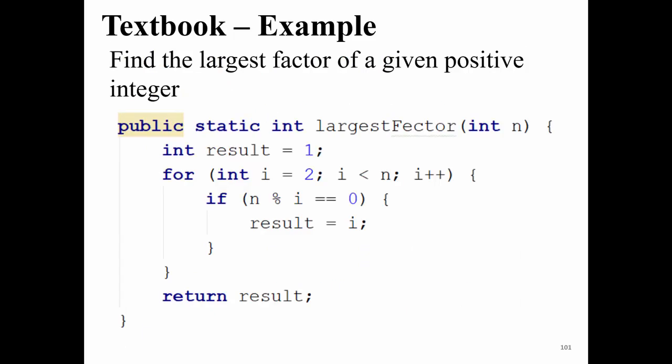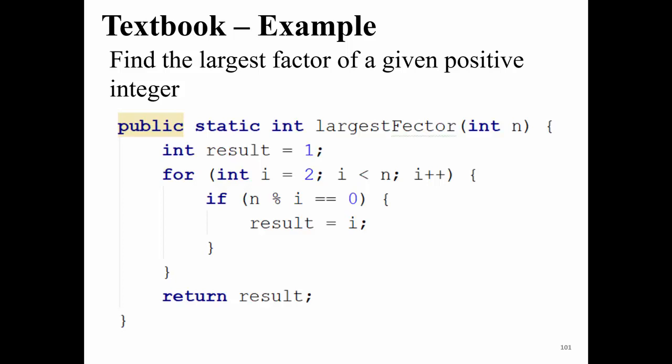Now this is an example from the textbook to retain the largest factor of a given positive integer. What do we mean by largest factor? Even if you don't know what the meaning is, by looking at the implementation, can you tell me what it is? I don't know what it is in mathematics, I forget totally about it. But by looking at this implementation, I can know what it is. So what is the largest factor?